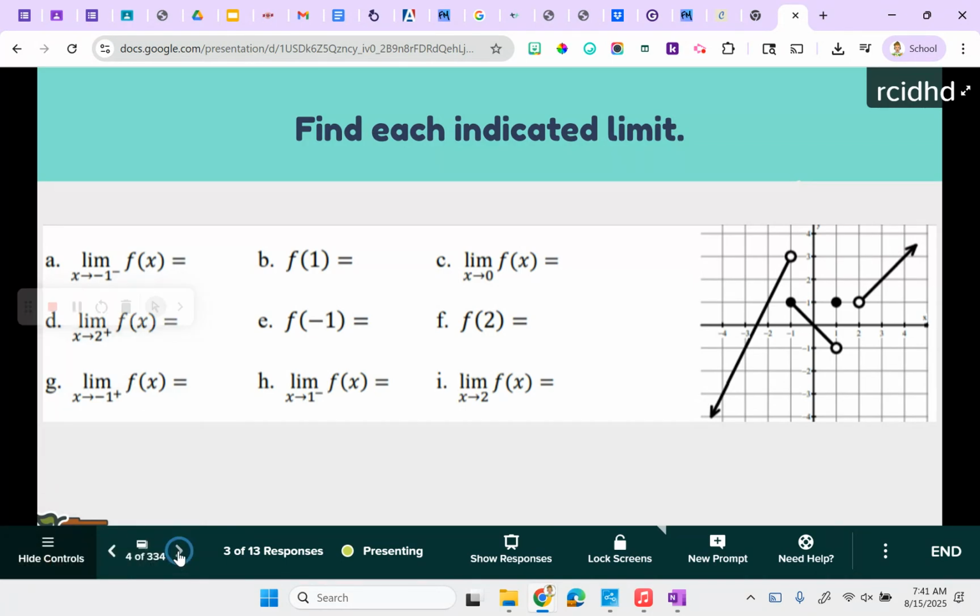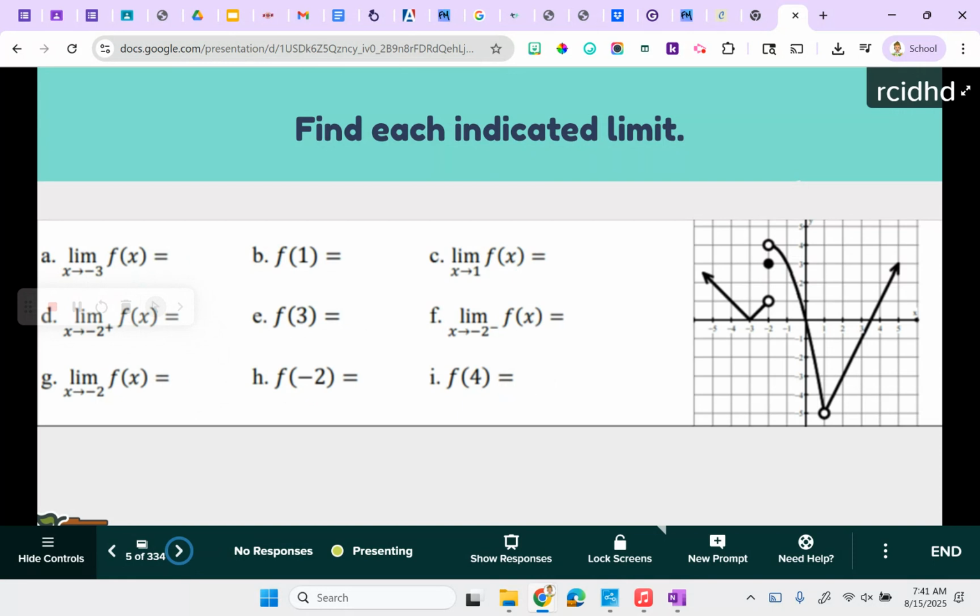All right. Okay, there's the next one. I want you to try it on your own. So give it a shot.